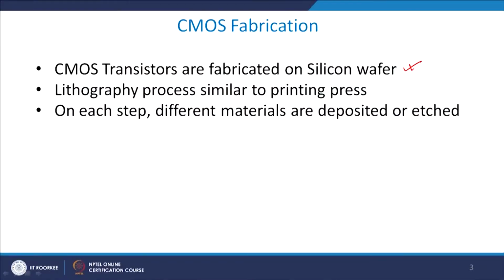Let me see what silicon fabrication is. Most of the time, as you can see, CMOS transistors are fabricated on silicon wafer. There are a few reasons for that. If you look very carefully, you will understand that silicon is very economical in nature. So, that is the reason we use silicon.